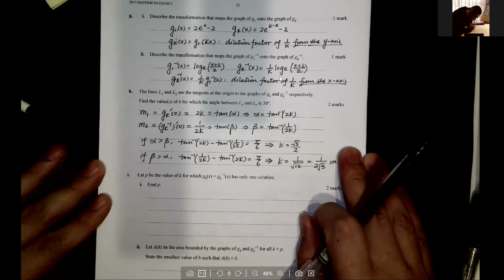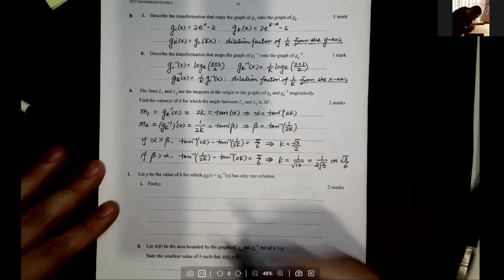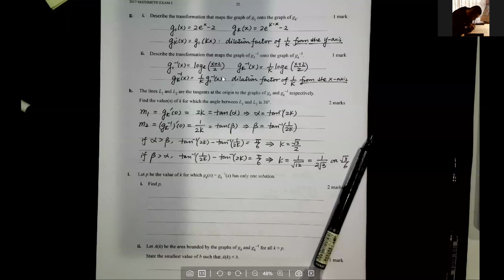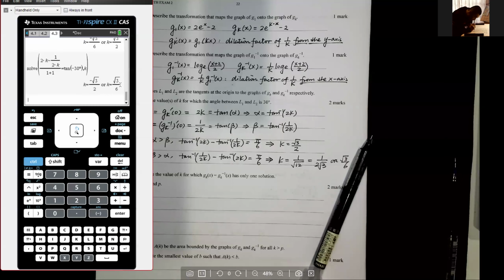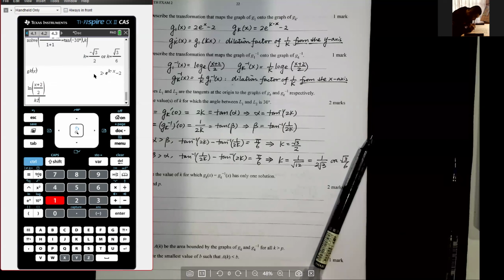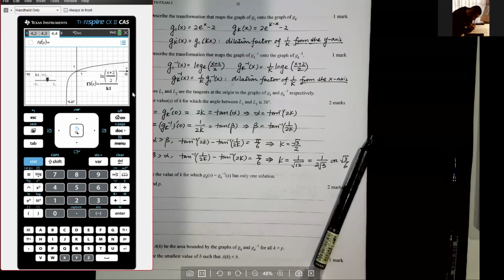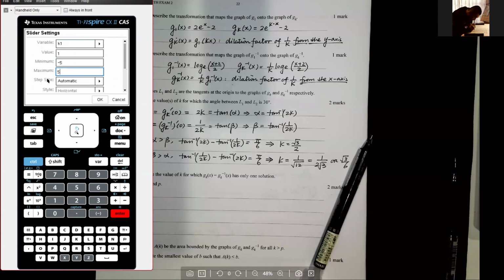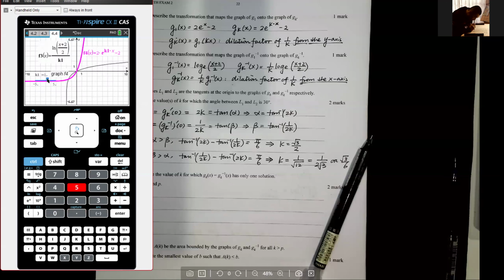All right. Finally, let P be the value of k for which g_k(x) equals g_k inverse(x) has only one solution. Find P. You could actually get these two graphs sketched. g_k of x is this guy, and the inverse, if I go back, it's this guy. I'll put a k1 here, and I'll also put a k1 here. Now, I'll grab the inverse function, insert a slider for k1, and I'll also grab this graph. If you want them to touch each other, change the setting, step size 0.05. See what's happening.